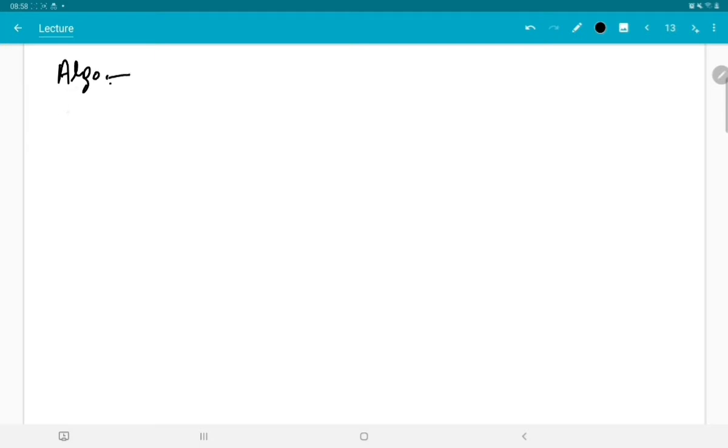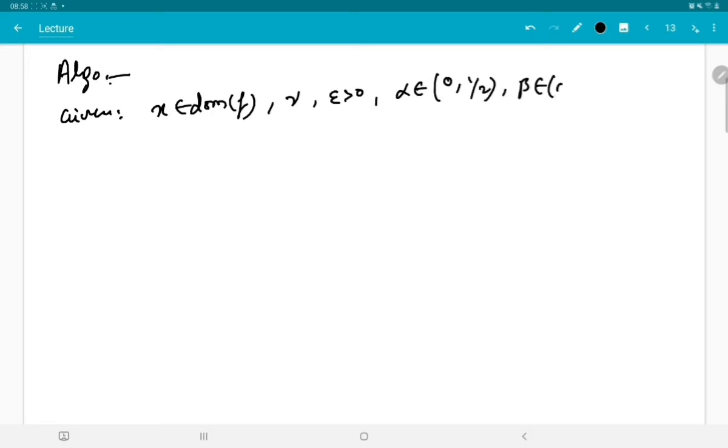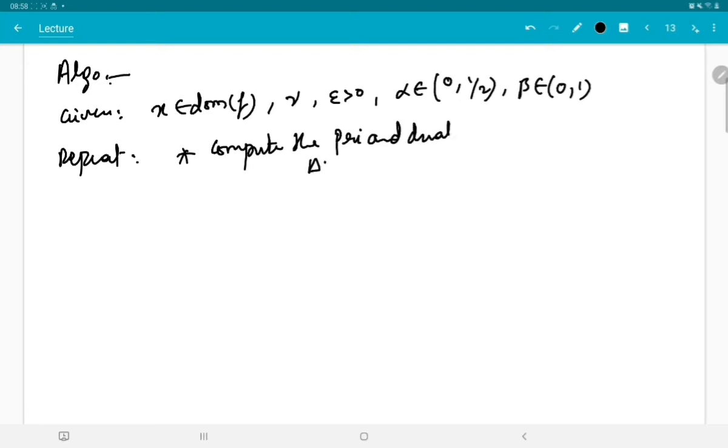So given x, which may be outside the feasible region, but it should be inside the domain of f. Also given nu, some epsilon, alpha which is in 0 to half, and beta which is in 0 to 1. Repeat the following. First, compute the primal and dual steps, that is delta x nt and nu nt.